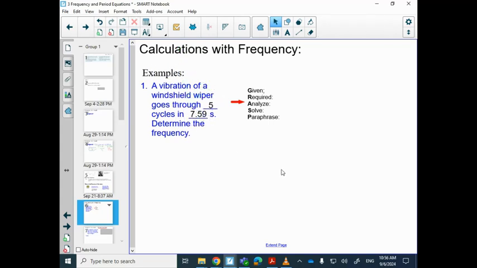And so let's just do a quick calculation of what the frequency is. So we're going to determine the frequency. This is the new part on this. So I could add that in here, determining the frequency.